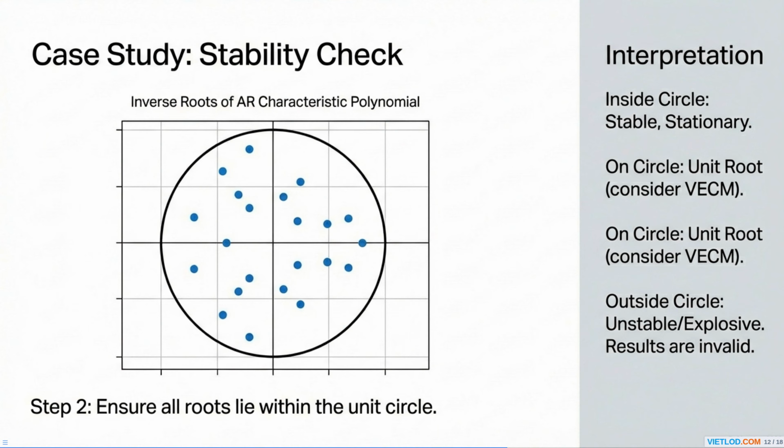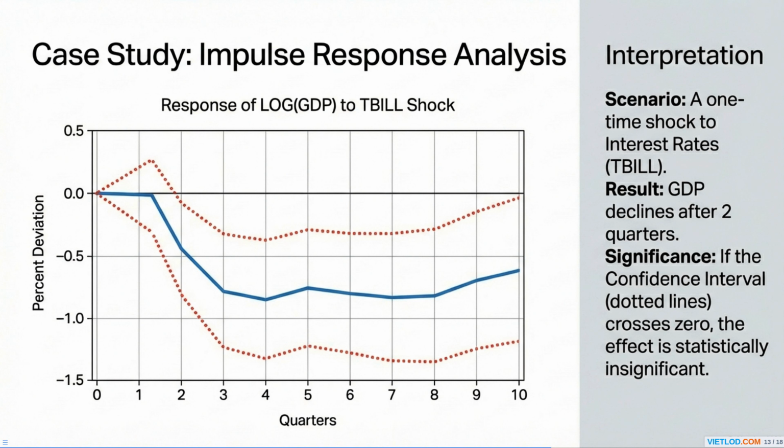If a root lies on the circle, it indicates a unit root. This suggests the variables may be non-stationary and co-integrated, and a VECM might be a better model. If any root is outside the circle, the model is unstable and explosive. The results, especially impulse responses, are invalid and should not be interpreted. You must respecify the model.